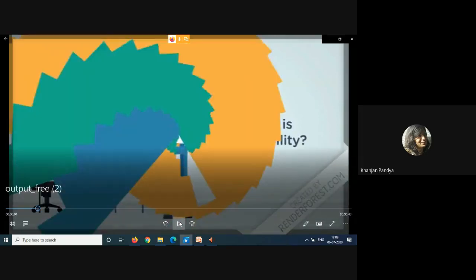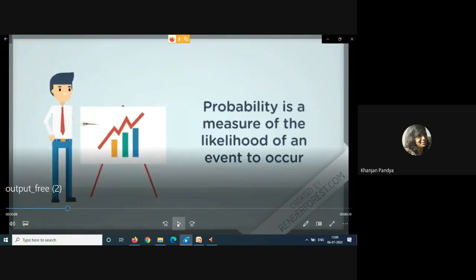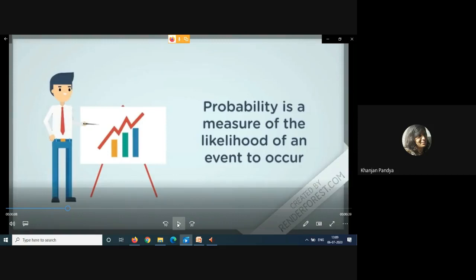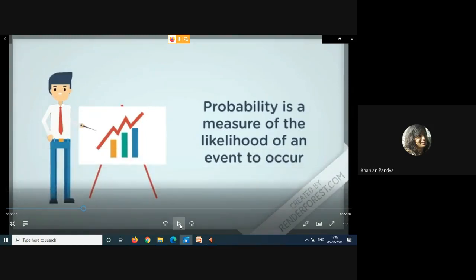So the guy is saying, what is probability? What do you mean by probability? Probability means anything occurs by chance, right? So he is saying probability is a measure of the likelihood of an event to occur. If some events are occurring, then it is said to be possibility. If COVID-19 is gone in September or October, then the colleges will start for students in November. So that is a probability or possibility.